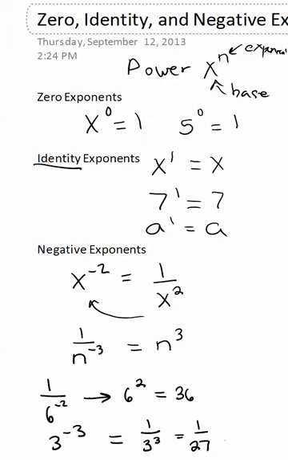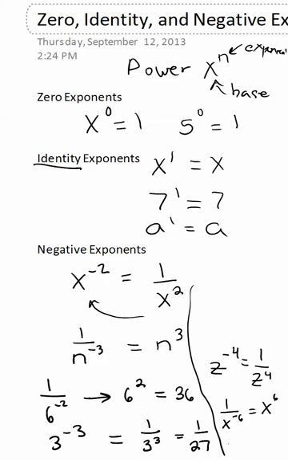Well, you say, what if I have a variable? Okay, well, if I have z raised to the negative 4, when I rewrite it, it becomes 1 over z to the positive 4. And let's say I have 1 over x to the negative 6, then that becomes x to the positive 6. Okay, so you get the idea. If you don't, go back through the video until you do understand and keep practicing.